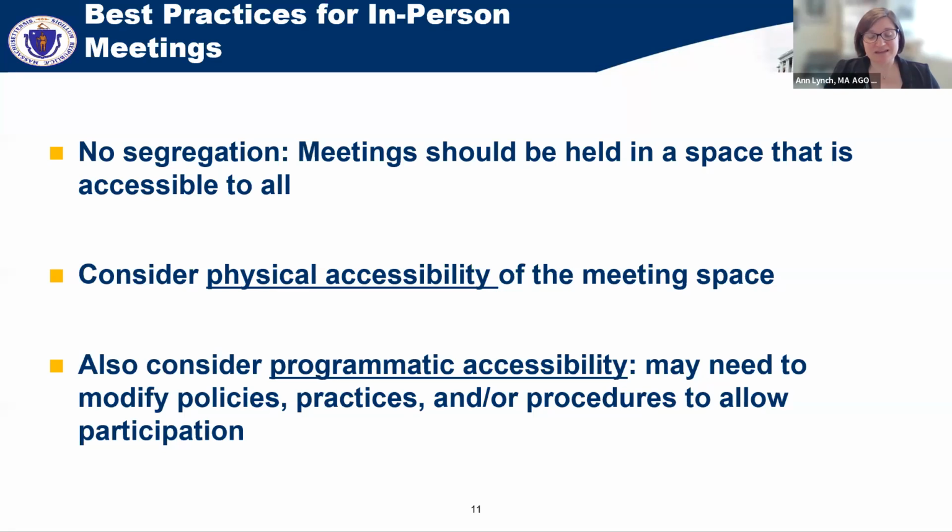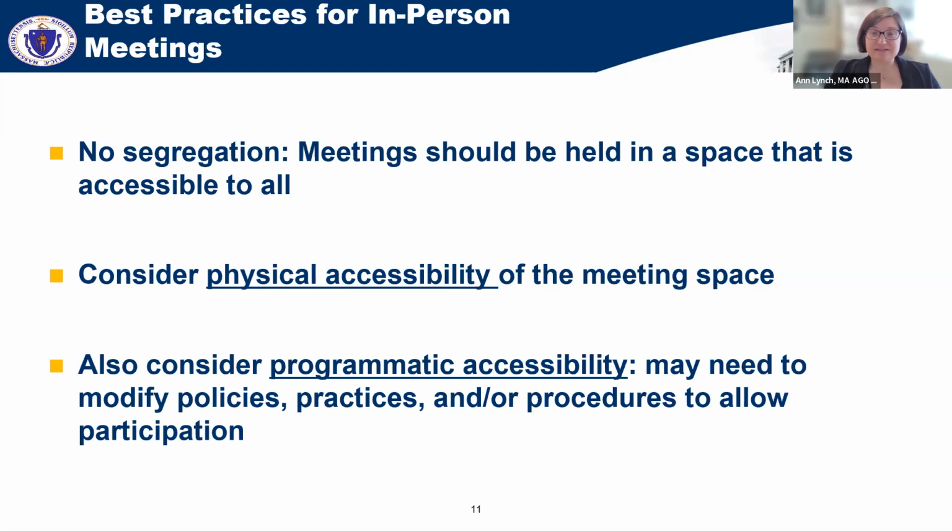So another really guiding principle is that there should be no segregation. Meetings should be held in a space that's physically accessible to all, which is why Julia said earlier, if your building isn't accessible, if your meeting location isn't accessible, try harder, find another place. Because the principle is no segregation. Meetings should really be held in the most integrated setting that's appropriate to the needs of the individual with the disabilities. So a separate accessible space should only be considered or offered if that is in fact what's necessary to meet the needs of the individual with the disability, because the guiding principle is integration.